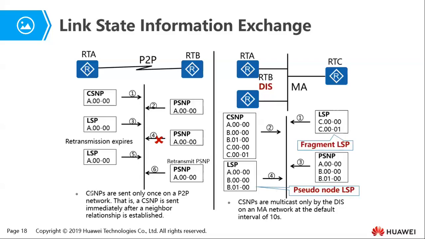So here they say SNPs are sent only once on a P2P network. That is, a CSNP is sent immediately after a neighbor relationship is established. So you see, you only send once because we only have two routers. So you only send it once, a complete list of all the networks you're aware of. Okay, but what about on a broadcast network? So on a broadcast network, for example here, who is acting as the DIS? Is it RTB?